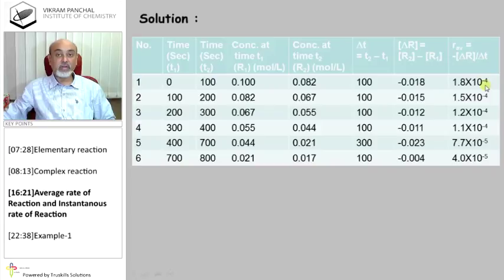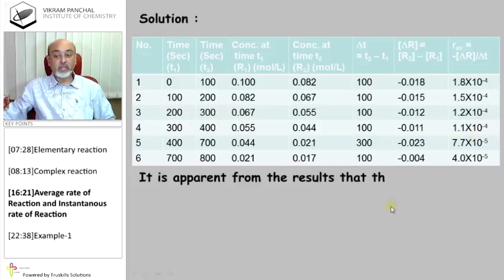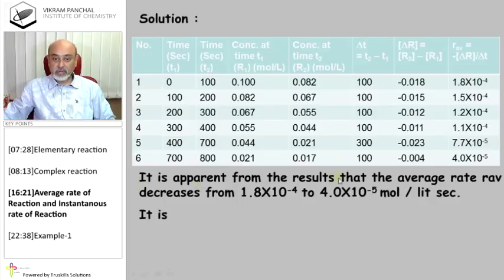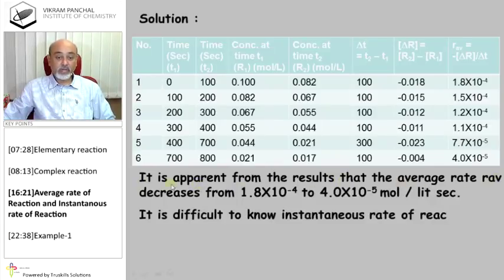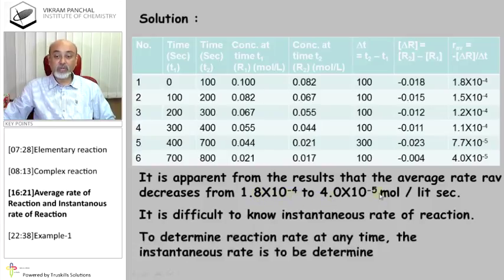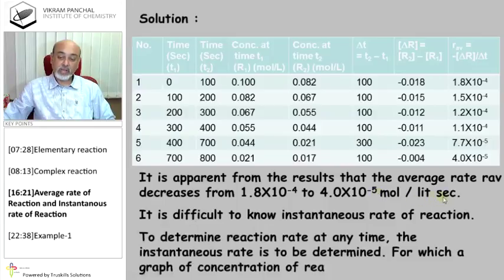So it is 1.8 into 10 raised to minus 4. For the second set, the average rate of reaction is 1.5 into 10 raised to minus 4. Between 200 seconds and 300 seconds, it is 1.2 into 10 raised to minus 4. Between 300 and 400 seconds, the average rate is 1.1 into 10 raised to minus 4. This way we can find the average rate of reaction. It is apparent from the result that the average rate decreases from 1.8 into 10 raised to minus 4 to 4 into 10 raised to minus 5 moles per liter per second.